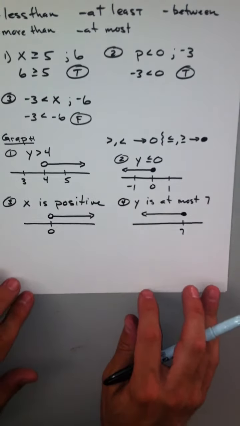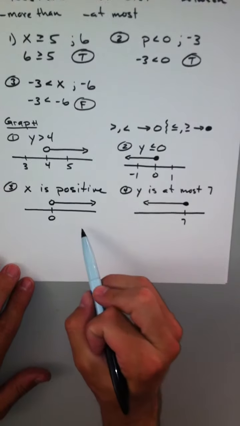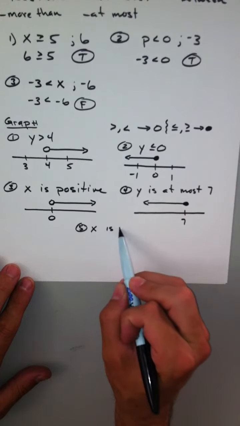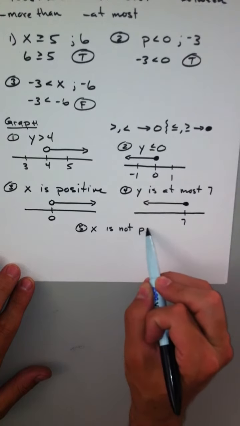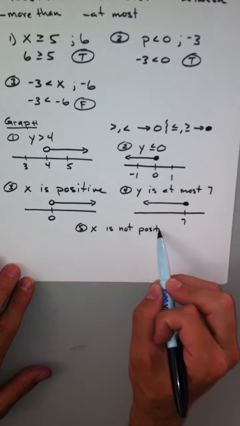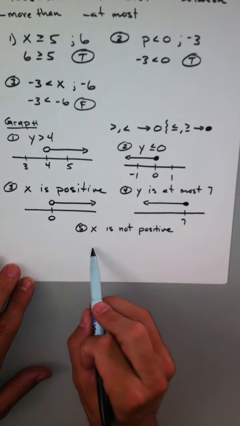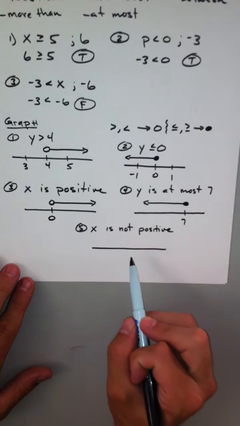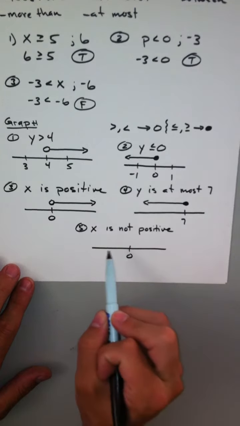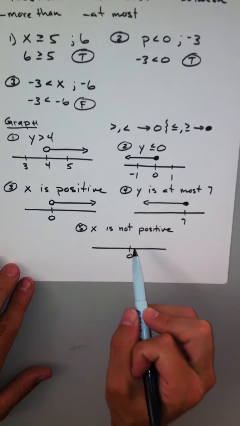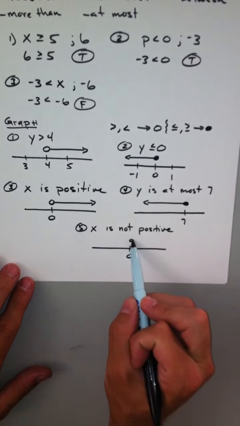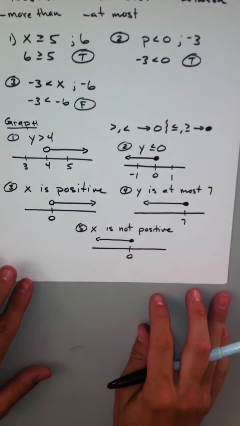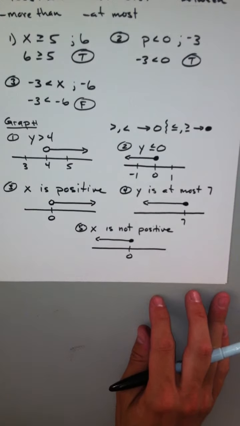Let's do one more. See if you can do this one on your own. X is not positive. So x is not positive. That means it has to be negative. Okay, but could it be 0? Well, 0 is not positive, so yeah. So closed circle and go in that direction. And there you go. There's a pretty basic introduction to inequalities.